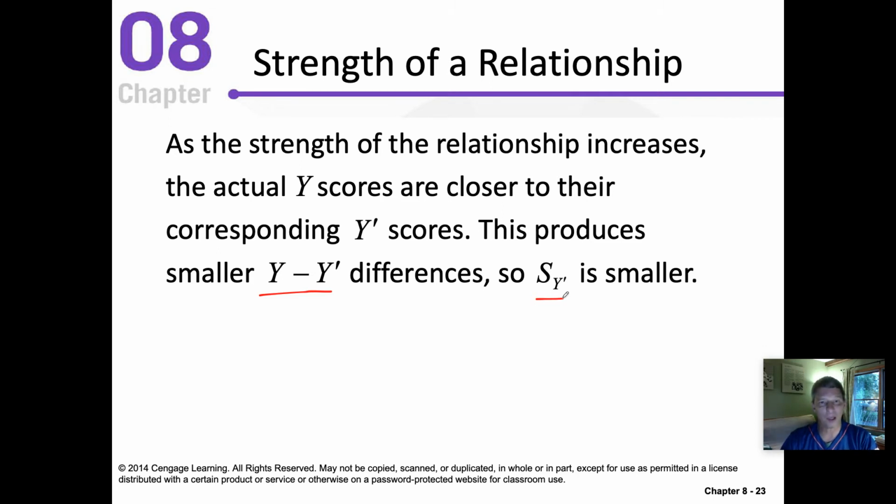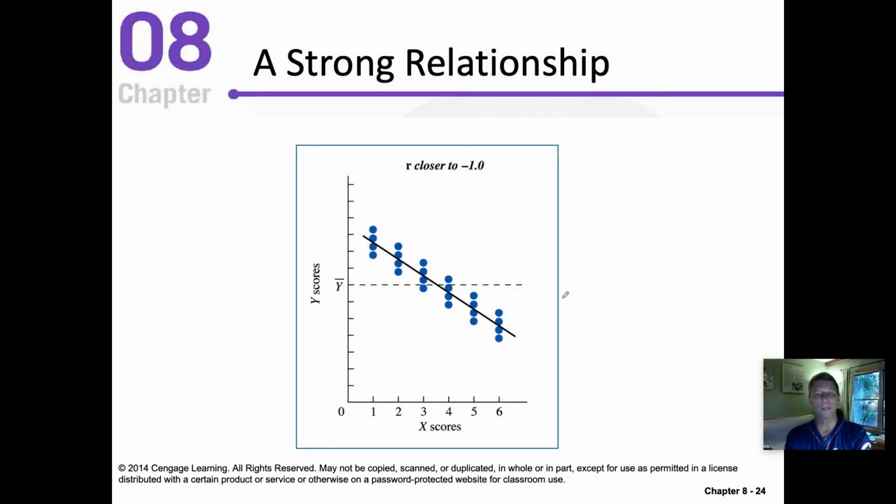On the other hand, if those y scores are spread out all over the place, then the differences between each value of y and the y prime value are going to be much larger, and that's going to give us a much greater standard error of the estimate, which means that we have a much weaker relationship between the x values and the y values. So this indicates a very strong relationship.